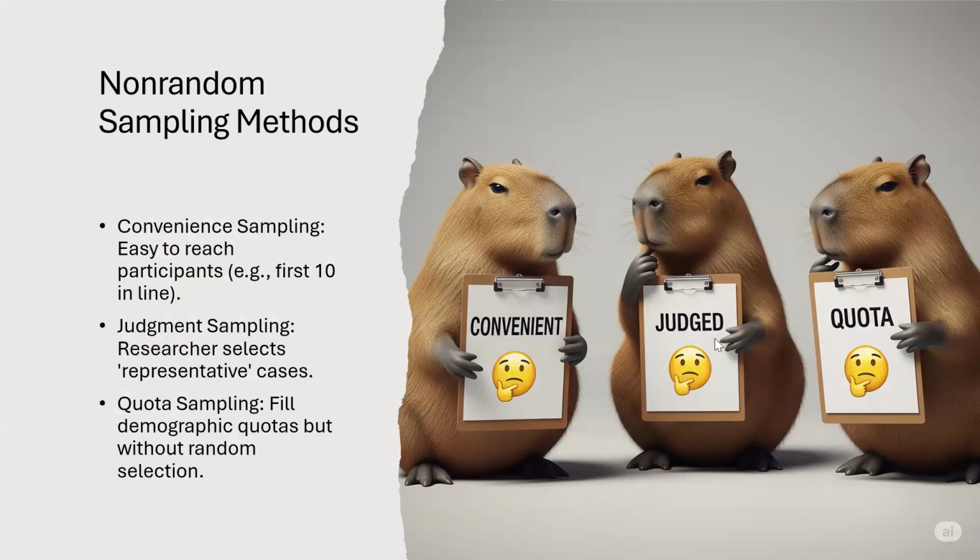Sometimes we can't use random methods, but non-random sampling has serious limitations. Convenience sampling is just asking whoever's nearby. It's fast, but it's not representative. Judgment sampling is where the researcher handpicks typical participants, and that can be risky. Quota sampling is where we fill quotas based on demographics, but without random selection. These methods can be useful for exploratory research or low-stakes insights, but we can't generalize the results.